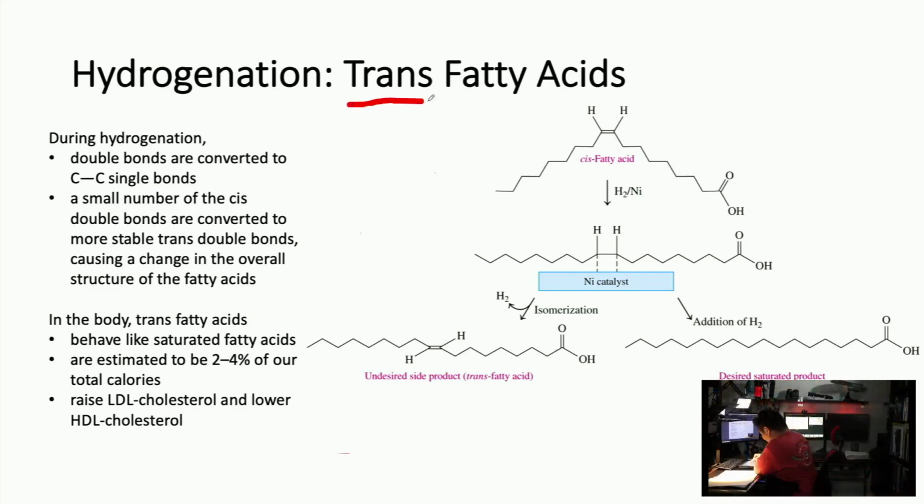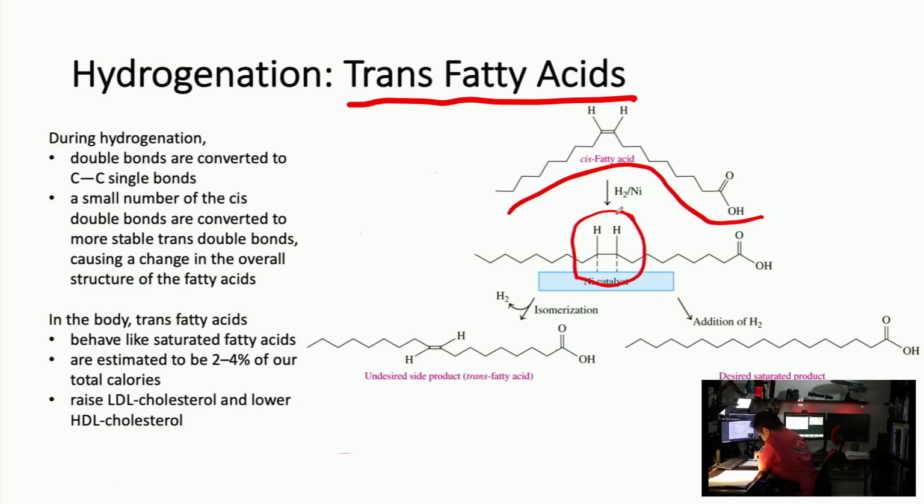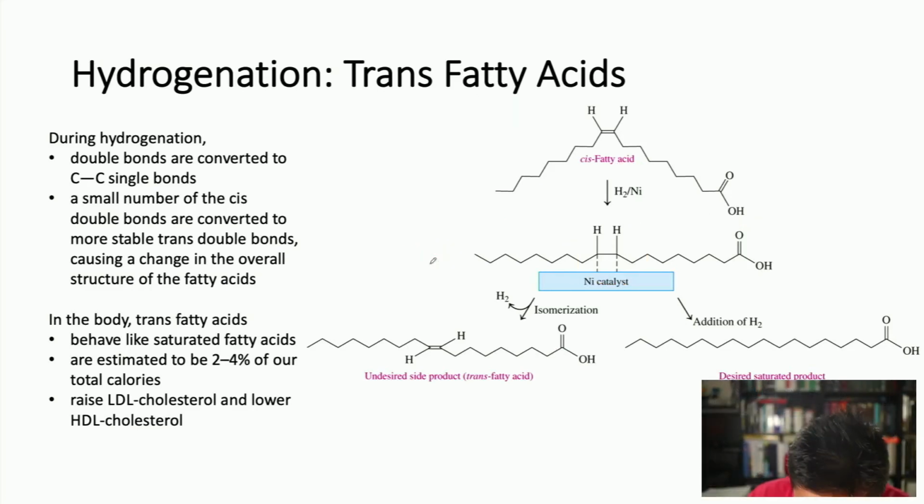Hydrogenation continued with trans fatty acids. Remember we were talking about trans fatty acids before. We can have a cis fatty acid that is hydrogenated like we were talking about in the previous slide and make it become a saturated fat, with the nickel catalyst. Oh, I'm sorry. I didn't realize that was actually a middle part of the reaction. Let me clear that and try that again.